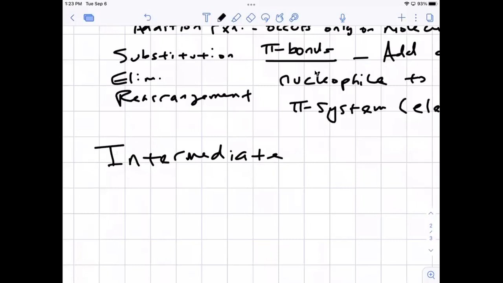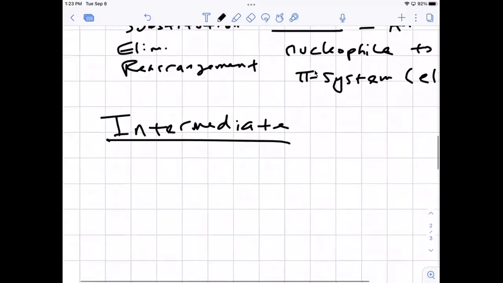Now this is another term that's very important in a reaction. Sometimes between steps, you get what's called an intermediate. It's something that you can actually isolate. It's a species that you can trap, isolate, and characterize. So the intermediate is going to look like this.